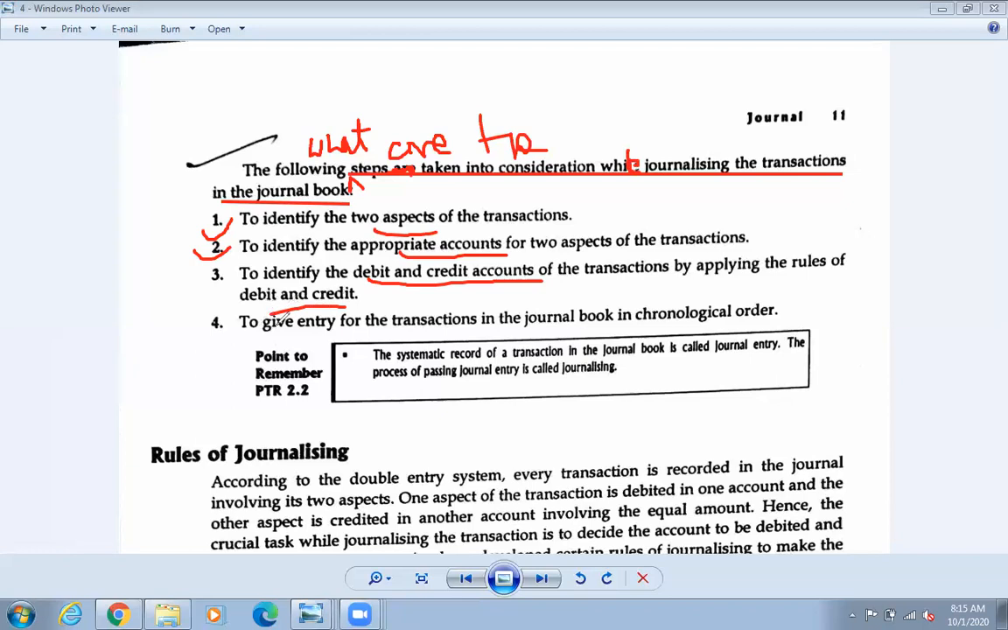Next, we also give entry for the transaction in the journal book in chronological order. That means we need to order. We need to record them all in chronological order. Chronological means what? It is date wise. Otherwise, time wise also we can say it.